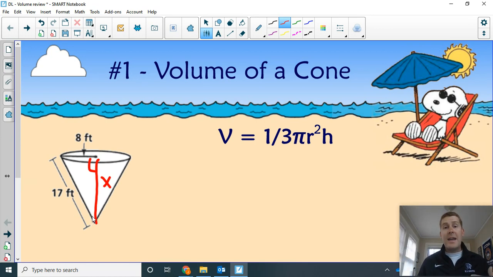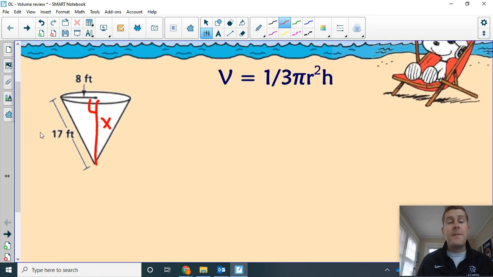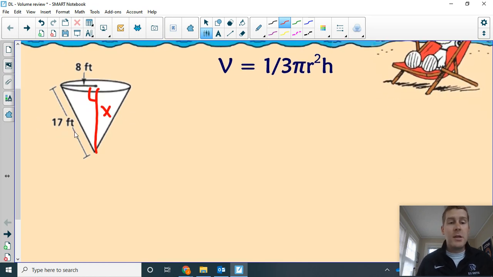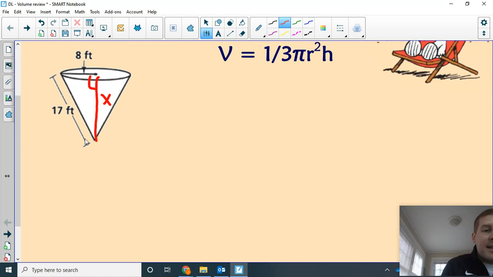And how do we find the missing side length of any right triangle? Yours and mine favorite theorem, the Pythagorean theorem. So we're going to use that first to figure out what the height of this cone is. I'm going to set it up as 17 squared because that is the hypotenuse. So 17 squared equals 8 squared plus x squared.